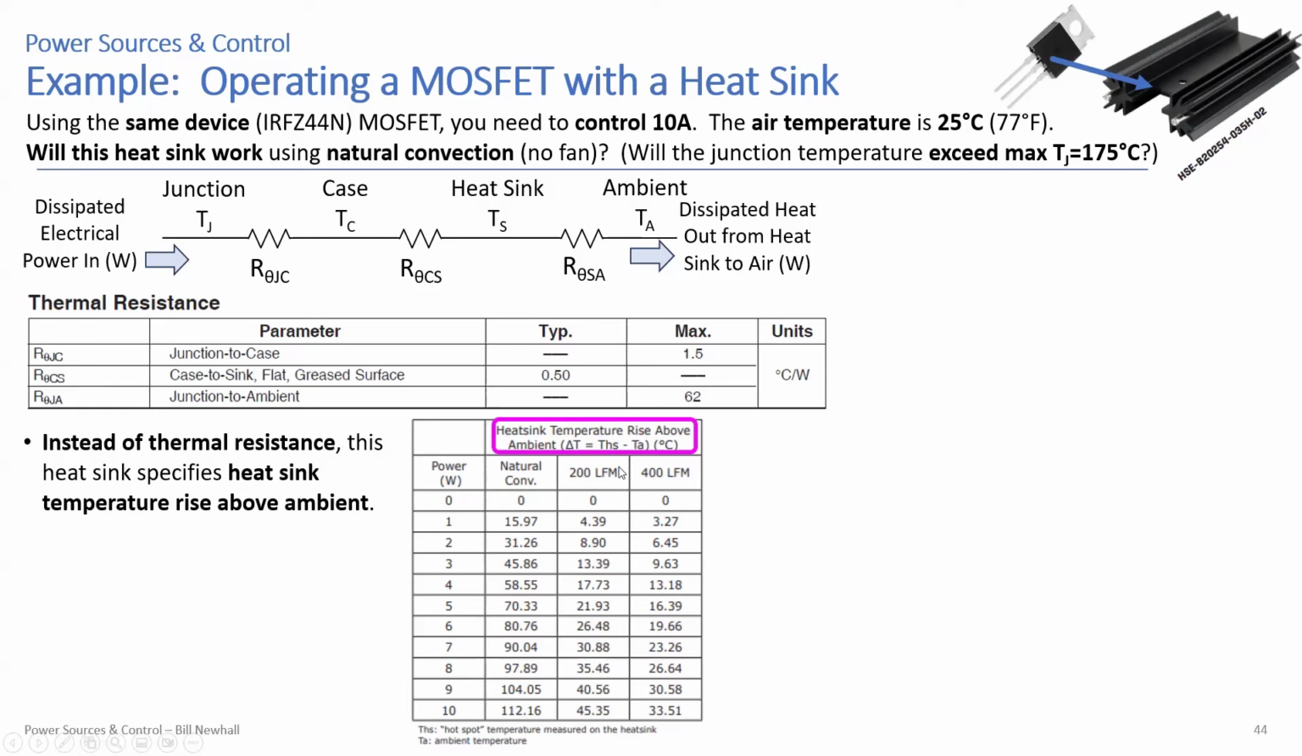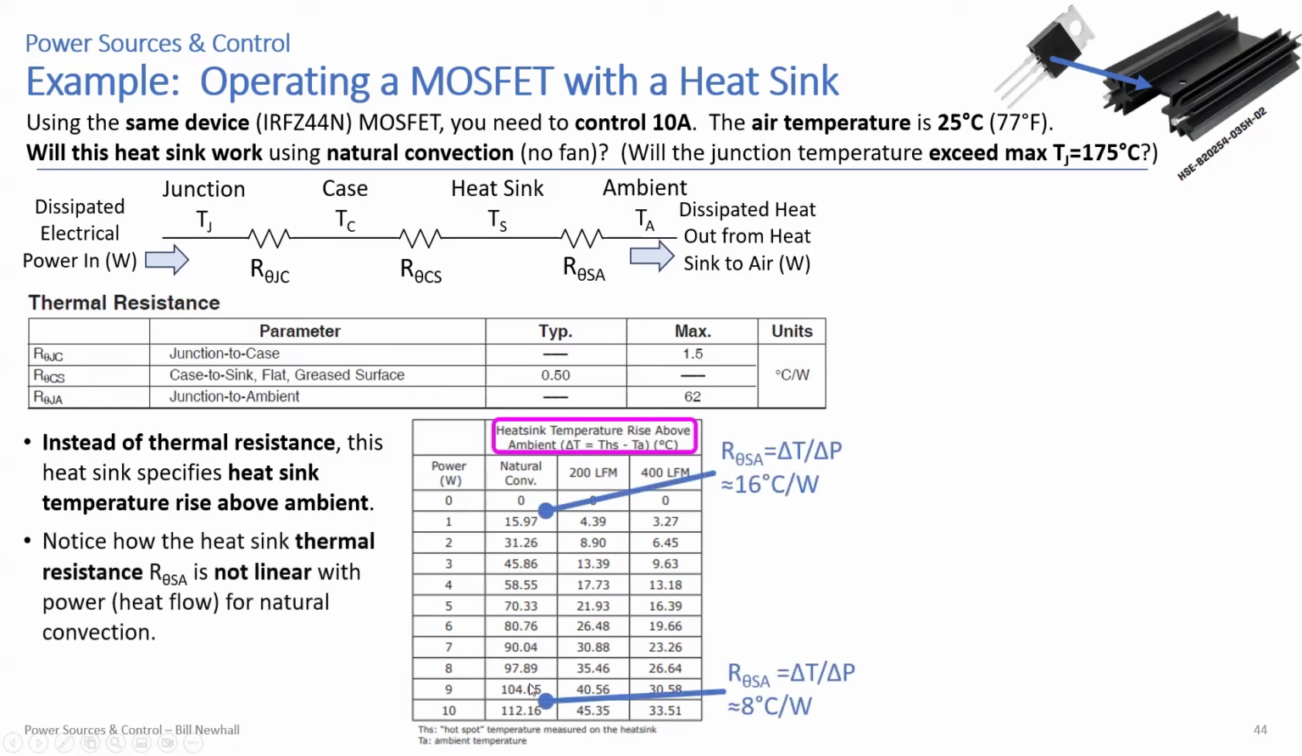Now you'll notice with 200 linear feet per minute airflow, 400 linear feet per minute airflow, you get much lower resistances, but let's concentrate on natural convection. You don't want to have a fan in this case. So you can see as you put more power in, you have a higher temperature difference, right? Here at 9 watts, natural convection, there's going to be 100 degrees C temperature difference between the heat sink and ambient. So for 9 watts, over 100 degrees temperature difference using that heat sink.